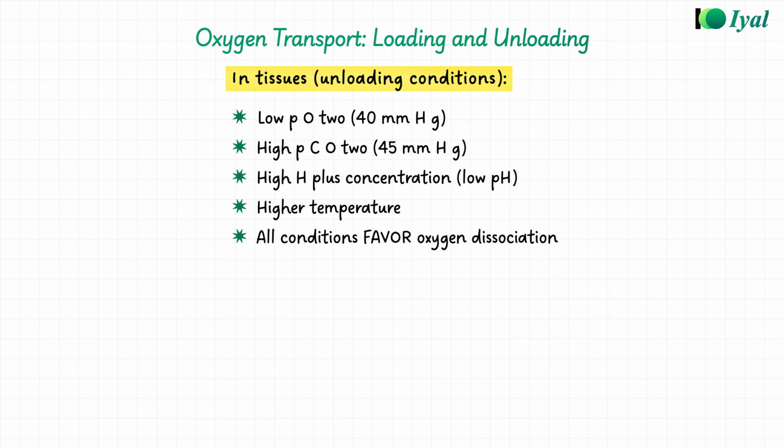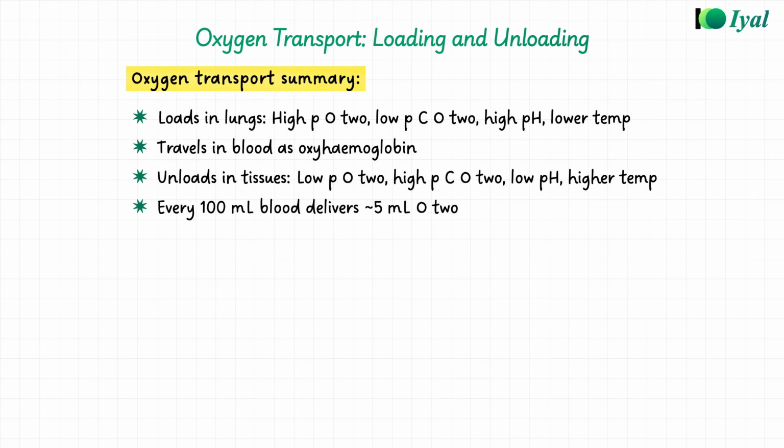But in the tissues where cells are actively metabolizing, conditions are opposite. There is low oxygen pressure because cells are using it, down to 40 millimeters of mercury. There is high carbon dioxide pressure because cells are producing it, up to 45. There is high hydrogen ion concentration. The pH is lower, slightly acidic, and temperature is slightly higher in active tissues. All these conditions work together to push oxygen off from hemoglobin. Oxygen releases from oxyhemoglobin.